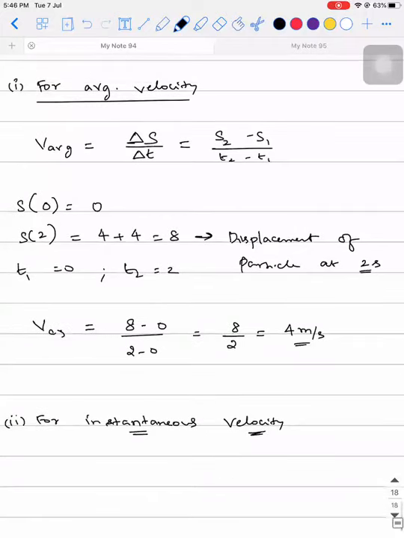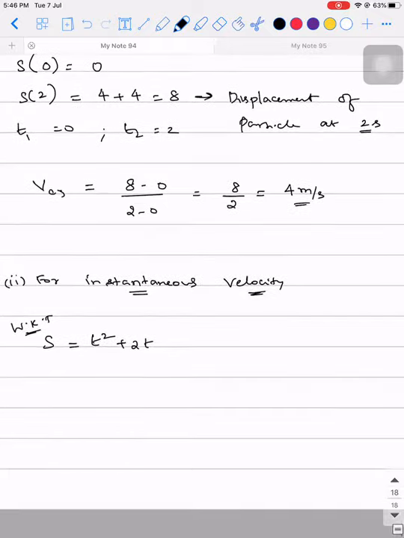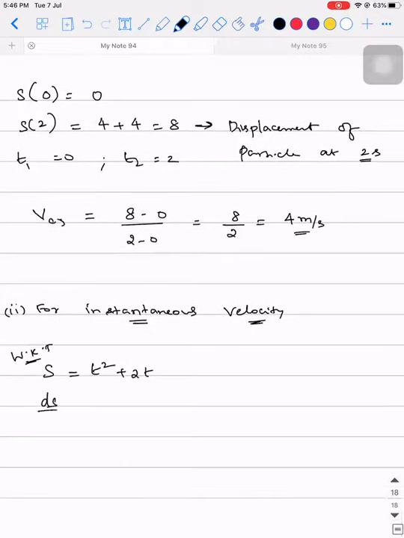Okay. So for instantaneous velocity, we know that S is equal to T square plus 2T, right? Then if I differentiate this, what do I get? ds by dt will give me what? So had the question been y is equal to x square plus 2x, what will you do? dy by dx will be equal to 2x plus 2, because derivative of x is 1. So if you have a doubt, d by dx of x is 1. You can make a note of it. So dy by dx will be 2x plus 2.